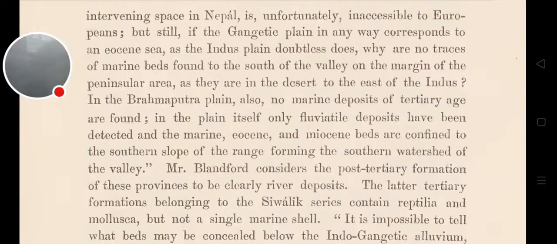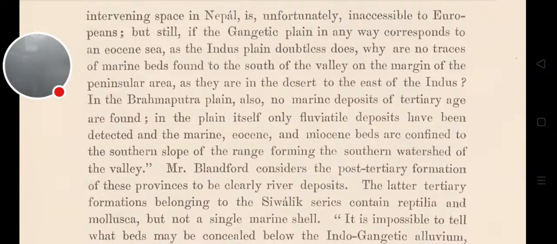But still, if the Gangetic plain in any way corresponds to the Eocene Sea, as the Indus plain doubtless does, why are no traces of marine beds found to the south of the valley on the margin of the peninsular area, as they are in the desert to the east of the Indus?